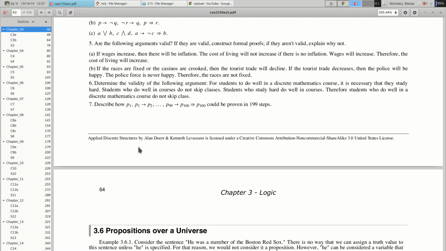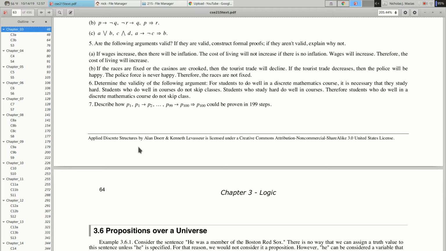So Randy and I were just talking about this before class. This may be a poorly placed problem in the book. A lot of it is red herring. The real punchline is students who do well in courses do not skip classes. We're told that that's true, right? And then we're asked to prove that students who do well in a discrete math course do not skip class.